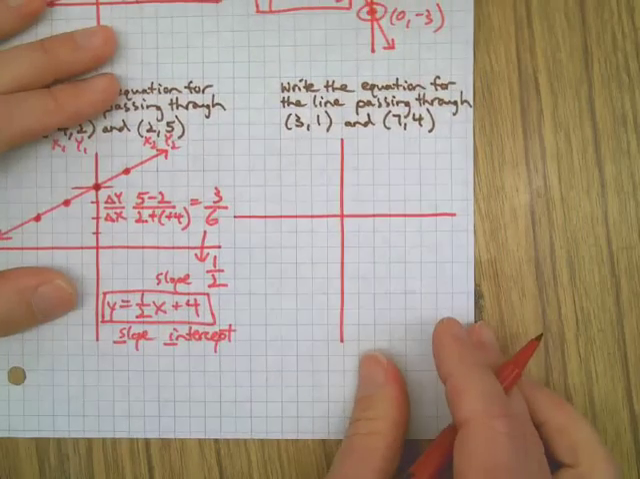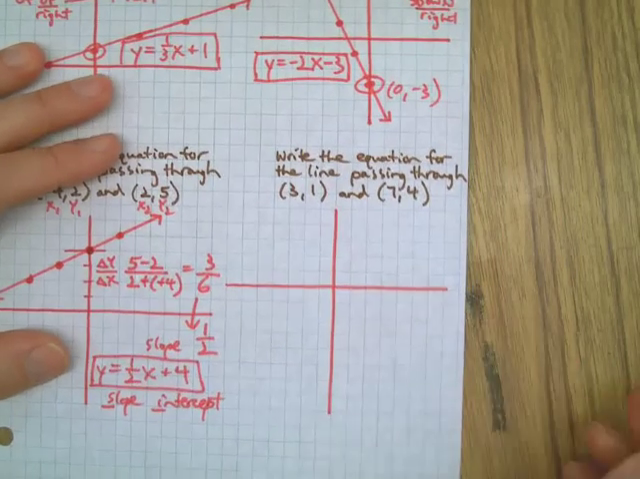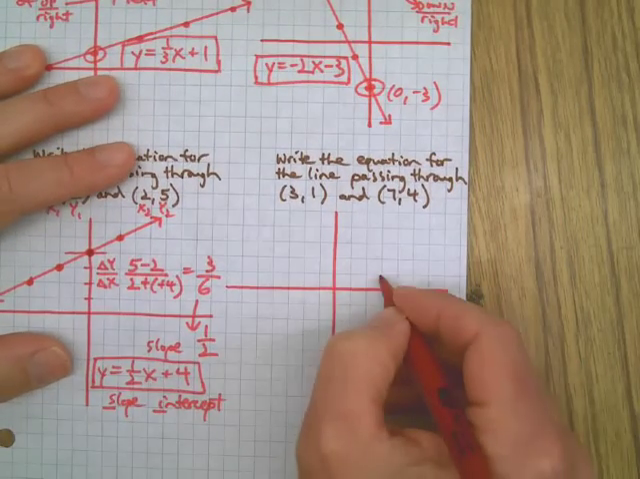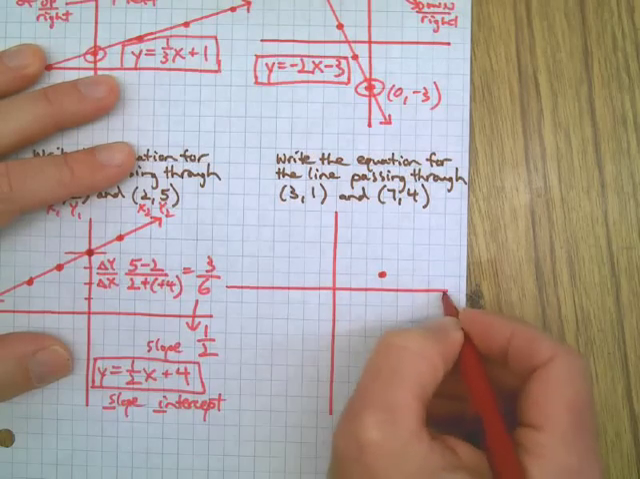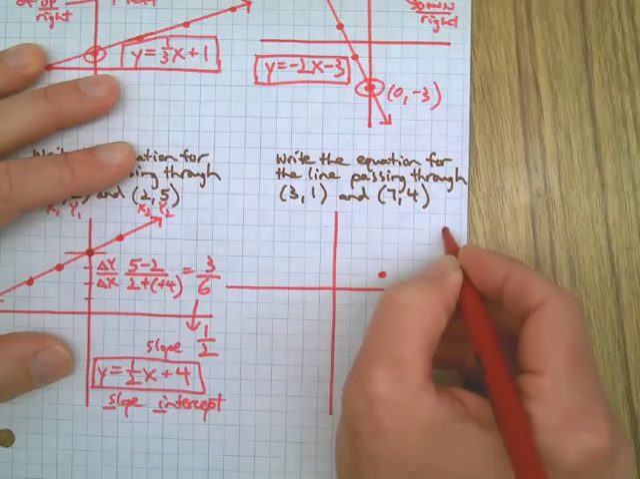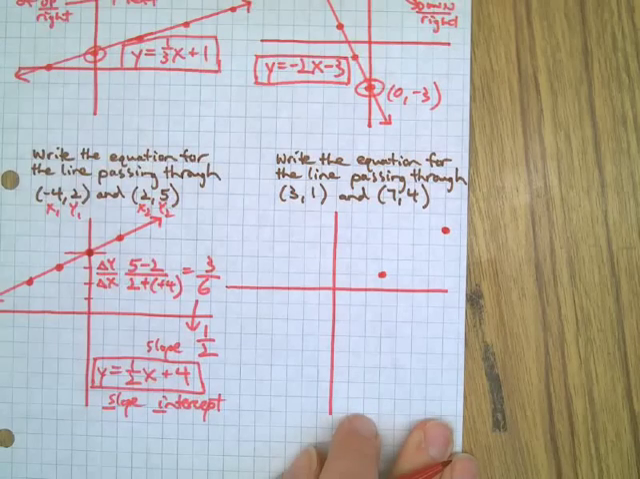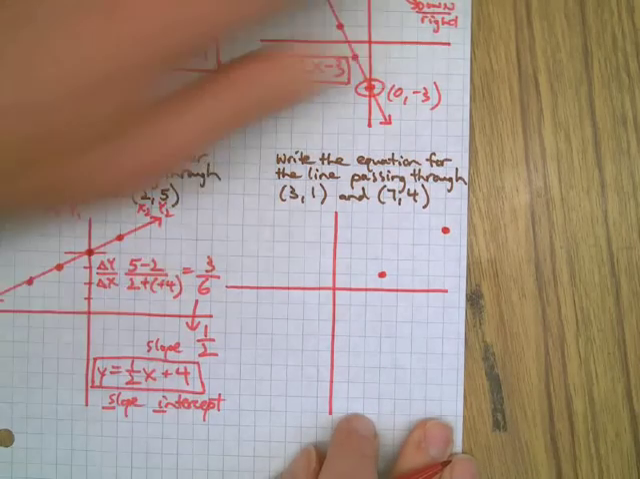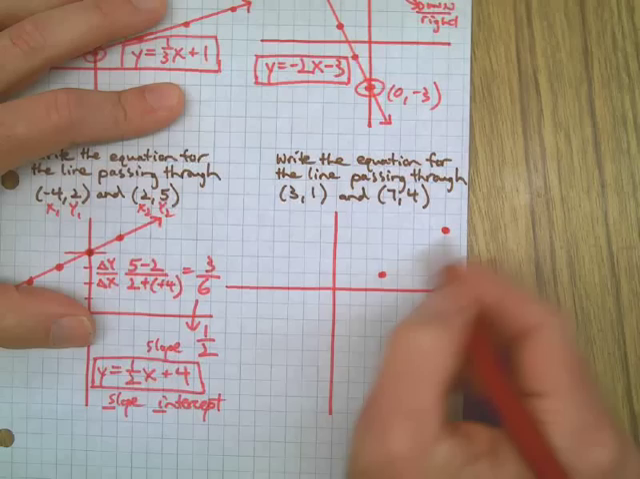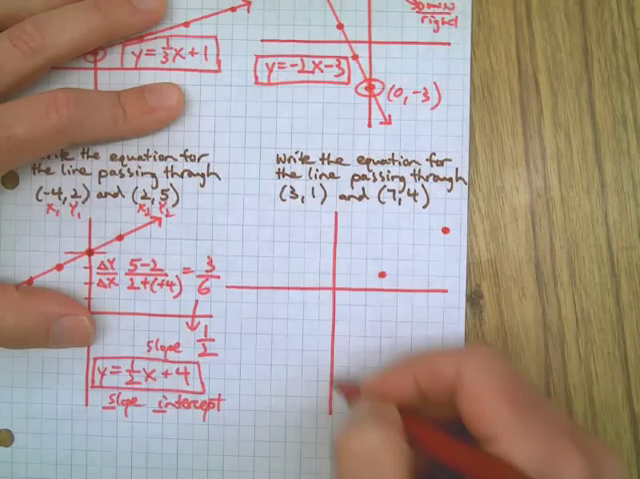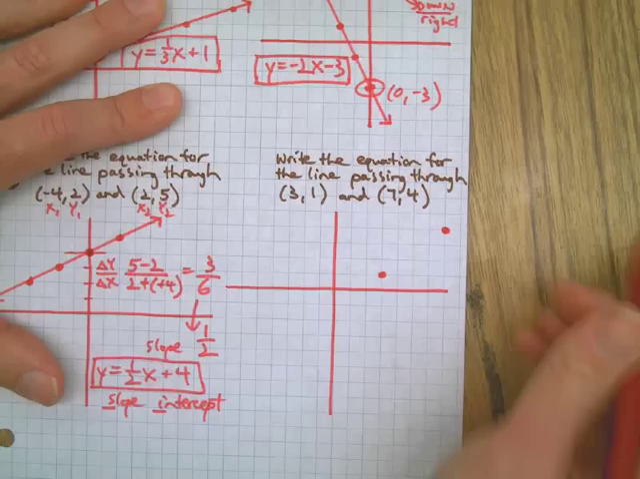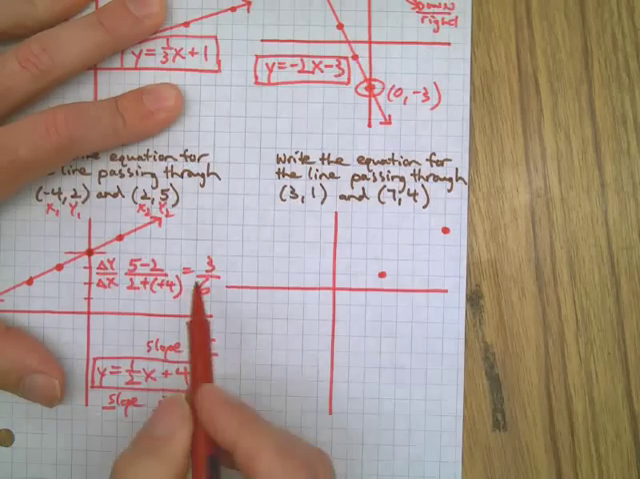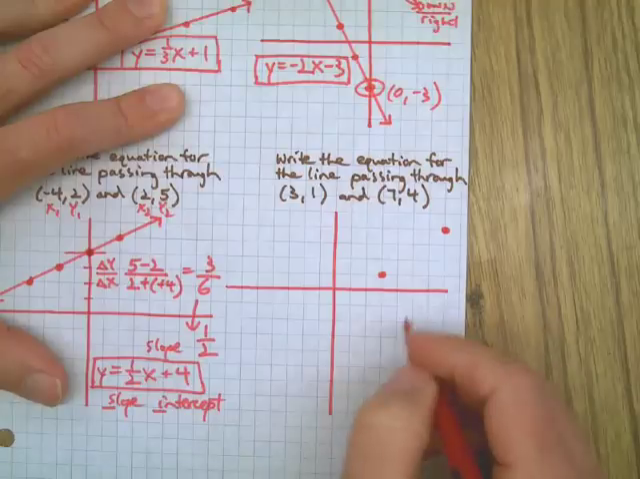Okay, finally our last problem. The equation of the line passing through 3, 1 and 7, 4. 1, 2, 3, 4, 5, 6, 7. 1, 2, 3, 4. All right, now this time, this is a little rough because if I connect these 2 dots, I'm actually not passing through the y-axis at all. Okay, so what I'm going to do is I'm going to take the strategy I just taught you on the other side.